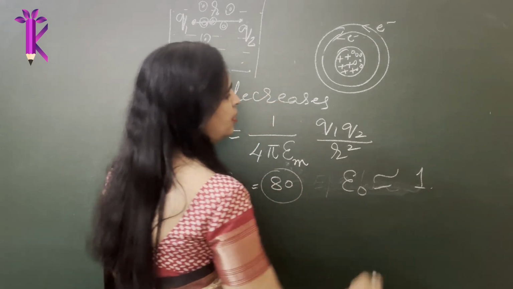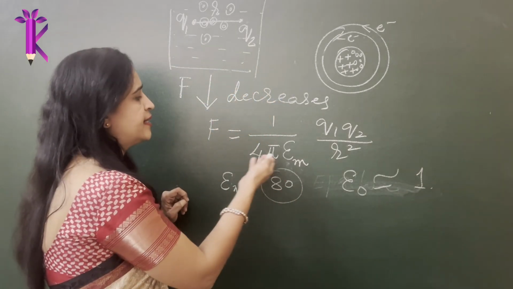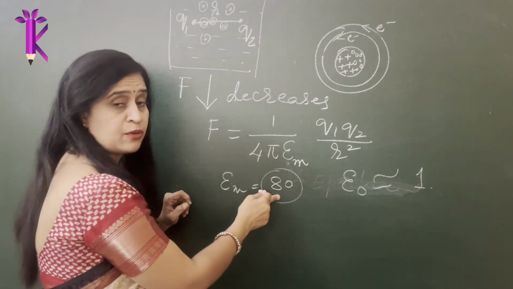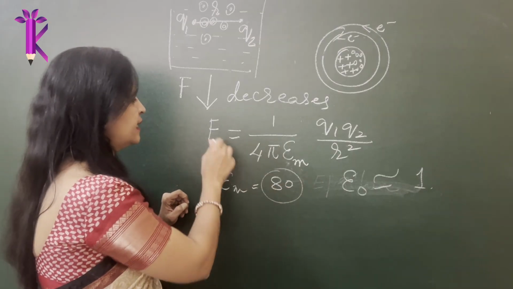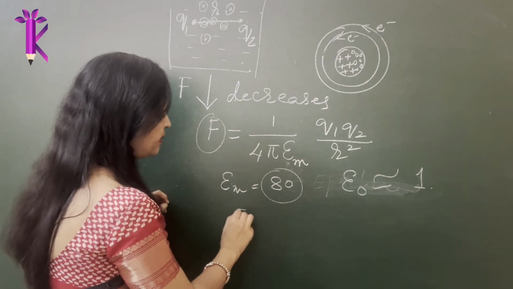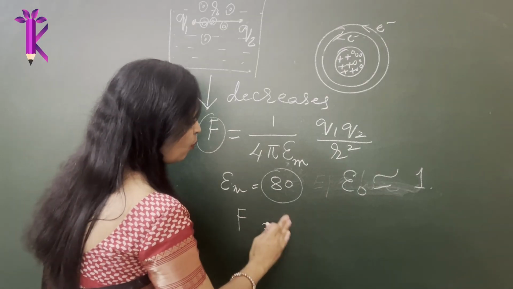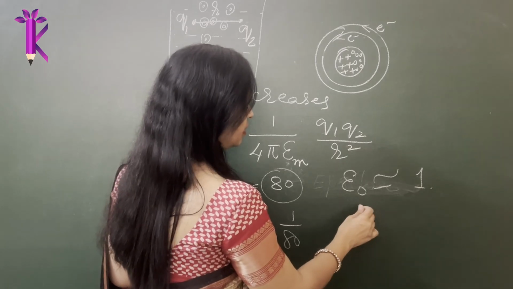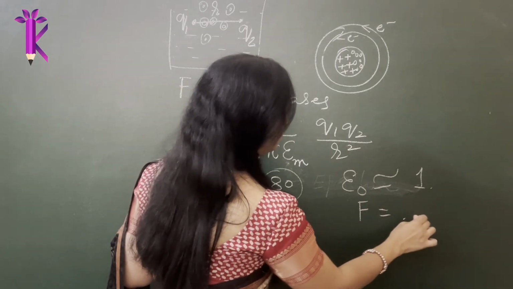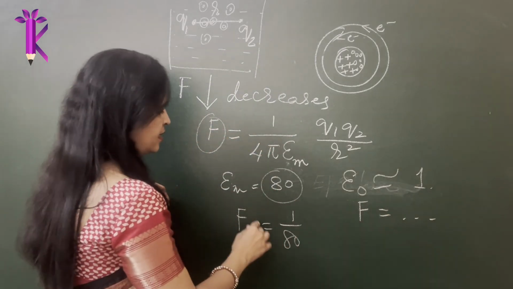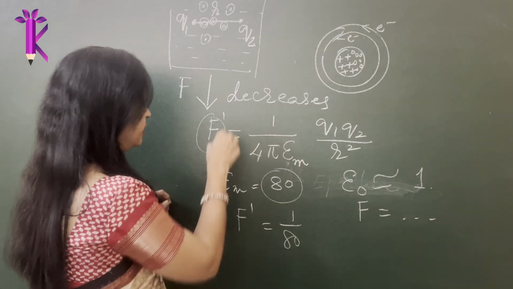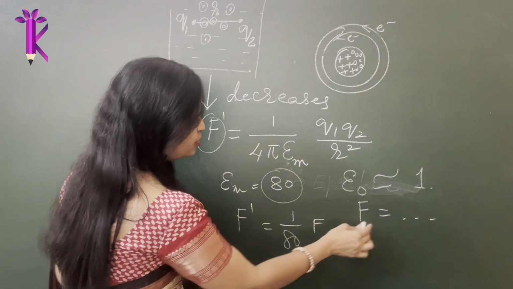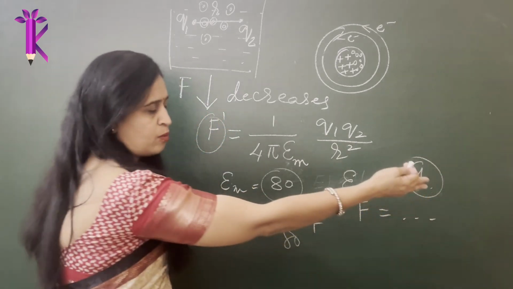Okay, so if this is 1, it does not really alter the force much, whereas if you have a larger number than 1, if it was 80 for water, then what will happen to the force? Obviously, it will be reduced 80 times, 1 by 80 times of the force. If you find F to be something, then the force in this medium water, F dash, will be 1 by 80 times of this force, because it was here almost 1.